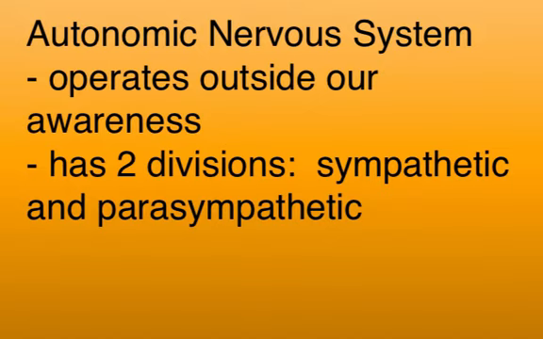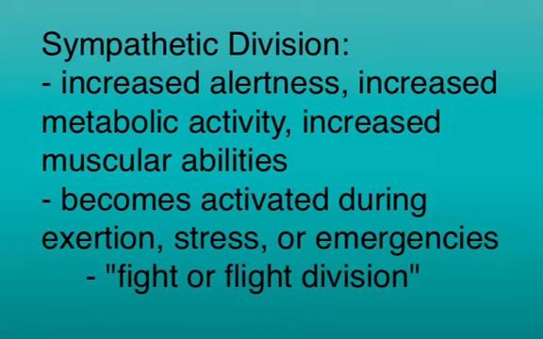It has two divisions, the sympathetic division and the parasympathetic division. The sympathetic division causes increased alertness, increased metabolic activity, and increased muscular abilities when activated. It will only become activated or kick in during exertion, stress, or an emergency. Because of this, the sympathetic division is referred to as the fight-or-flight division of the autonomic nervous system.